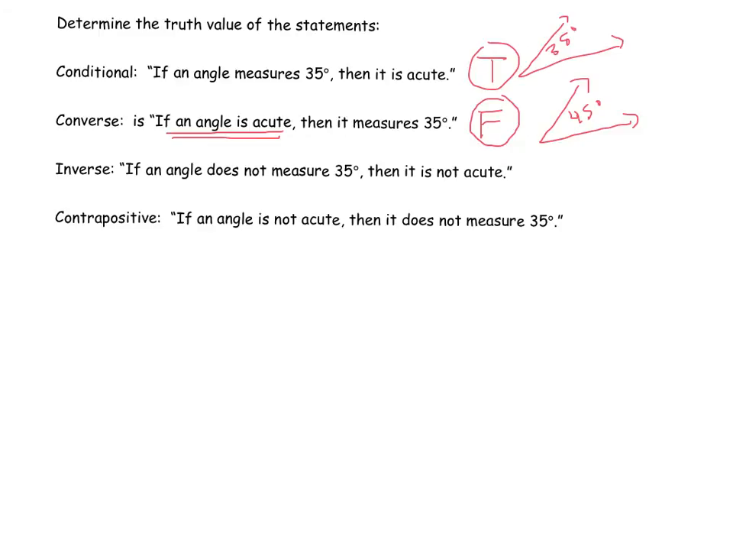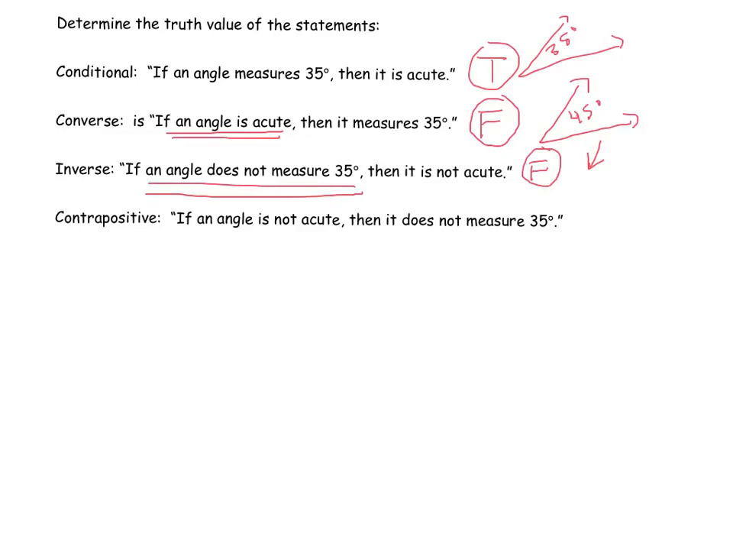Let's check out the inverse. If an angle does not measure 35 degrees, then it is not acute. Well, this looks like it would be a counterexample here as well. A 45-degree angle does not measure 35 degrees, but it is not true that it is not acute. It is acute. So that 45-degree angle is also a counterexample for the inverse, which means that the inverse is also a false statement.